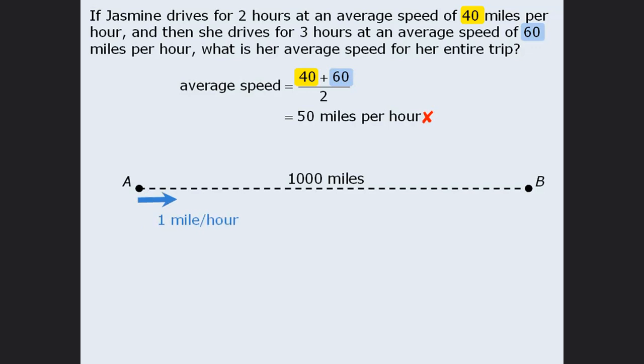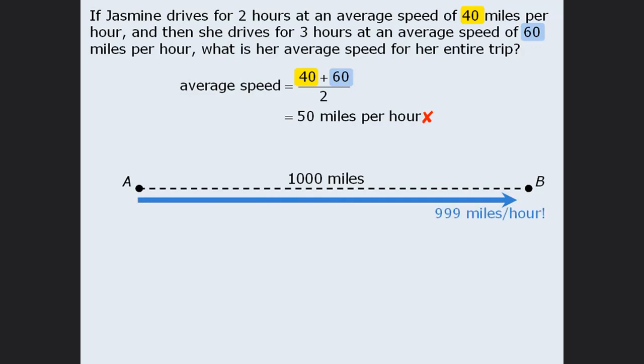Now, as you can imagine, the trip takes a very long time, but after weeks of driving, we are only 1 mile away from our destination. At that point, we increase our speed and drive 999 miles per hour for the last mile. Now that the trip is over, what was our average speed?